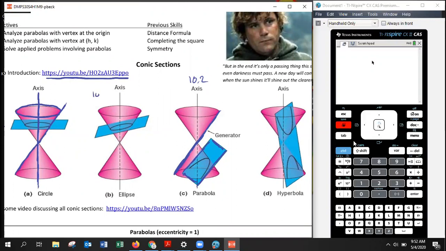In 10.3, we are going to discuss ellipses and what happens with an ellipse. And by the way, a circle is a special form of an ellipse, is what happens when you cut it at a slight angle. And then we're going to go into 10.4, we're going to discuss the hyperbola.